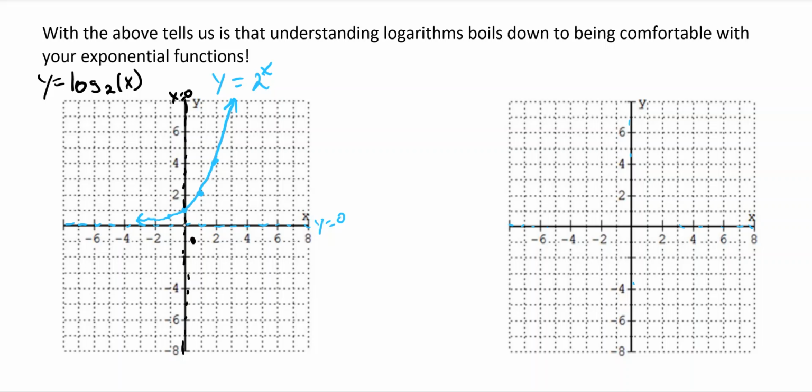I have a point at 0, 1. So 1, 0 will be a point on our logarithm. I had a point at 1, 2 on my exponential function. So 2, 1 will be a point on my logarithm. Similarly, 2, 4 is on my exponential. So 4, 2 will be on my logarithm. And 3, 8 is on my exponential. So 8, 3 is going to be on my logarithm. And this gives you a bunch of points to give you a nice picture of our logarithm's graph.